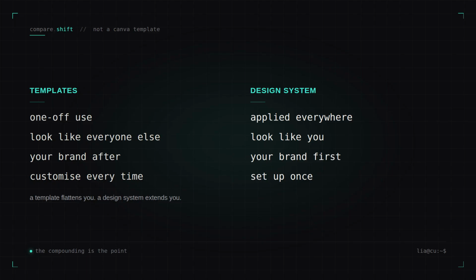Here's why this is not the same thing as a Canva template. A template is one-off. You pick it, you customize it, you try to make it look like you, and you end up looking like everyone else who used that same template. A design system is the opposite. Claude applies your identity first and then solves the design problem inside that identity. Templates flatten you into a category. A design system extends you into a new format. That's a bigger difference than it sounds.